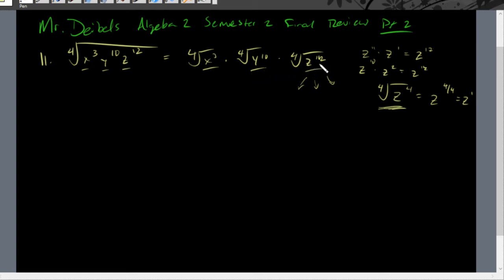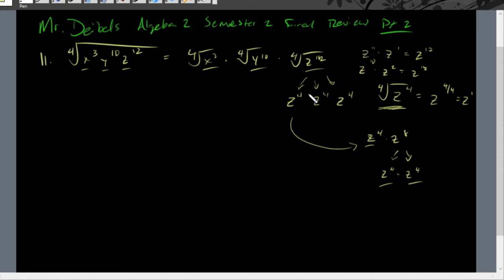So we want to rewrite z to the 12th in chunks of z to the fourths. If I had z to the fourth, then what would be left would be z to the 8th, because 8 plus 4 is 12. So I could write this as z to the fourth times z to the 8th. But z to the 8th again could be written as z to the fourth times z to the fourth. So we'd have 3 z to the fourths.